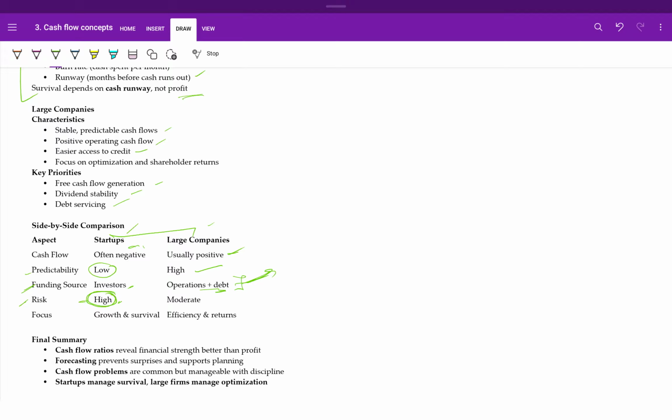On the other hand, a large company faces moderate risk because they have strong cash reserves, diversified revenue, and easier access to financing. During downturns, or during bad times, they usually have buffers to absorb shocks.